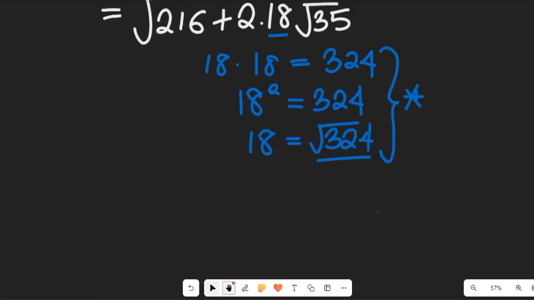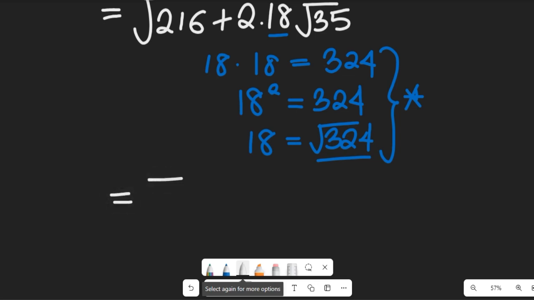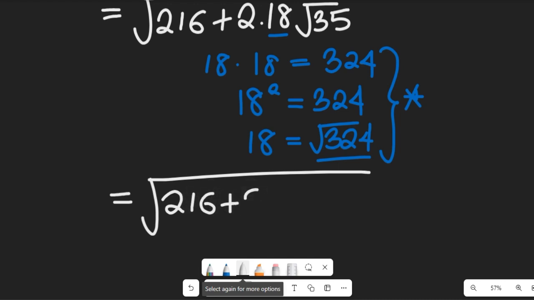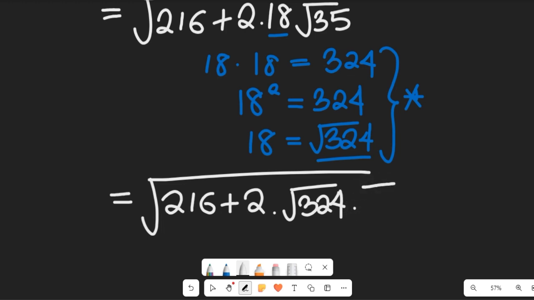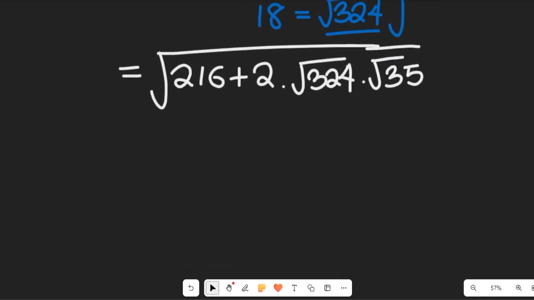Now let me do that. In that expression, I'll replace 18 with the square root of 324. Now you can start seeing where I'm seriously heading with this solution. Plus 2 multiplied by the square root of 324, right? And that will give me multiplying the square root of 35. I've not changed anything.